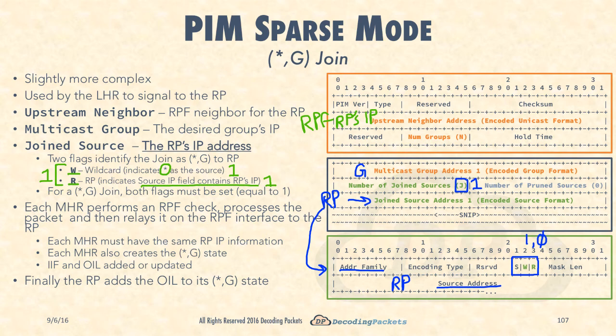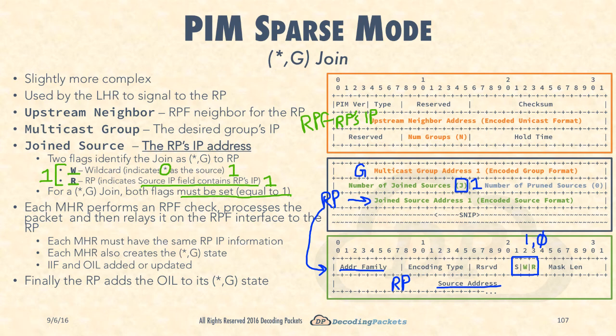It'll also have the RPT flag there, indicating that it is trying to join the RPT, the rendezvous point tree, and not the SPT, the shortest path tree, and that the source IP address contained herein is the RP's IP. So both of those flags must be set, must be equal to 1 for all of the star, G message.